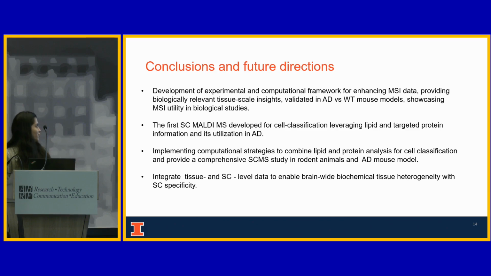Additionally, just to give you a summary, I have also shown you an experimental and computational framework for enhancing mass spectrometry imaging data by probing both Alzheimer's disease brain tissue and comparing it with wild type. The whole idea is to take the tissue information and the single cell information to provide comprehensive biochemical changes that are occurring in the Alzheimer's brain compared to the wild type, with single cell specificity. So this is all I have.